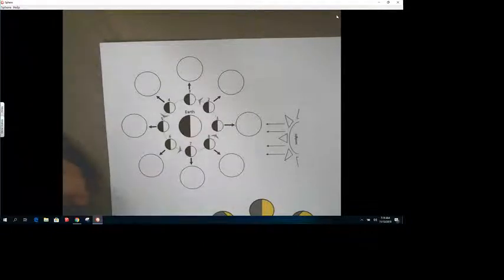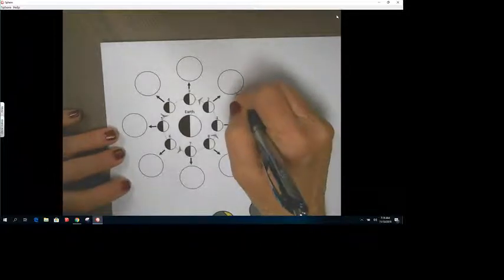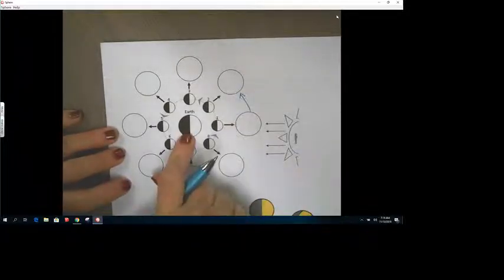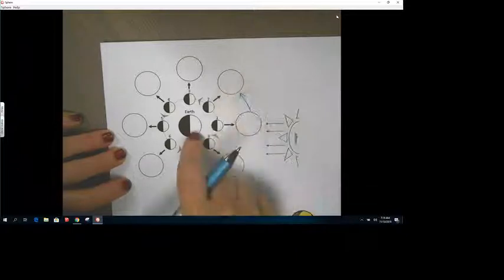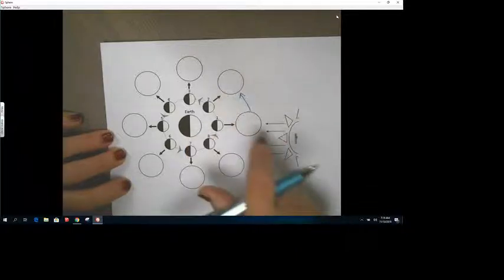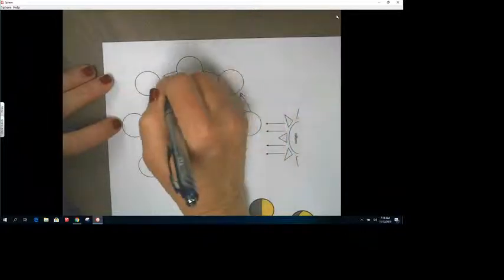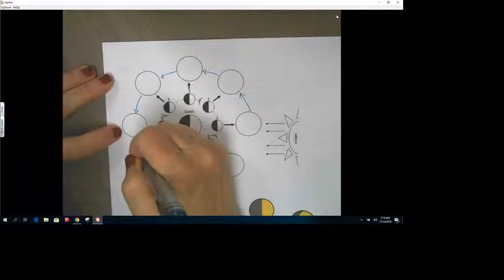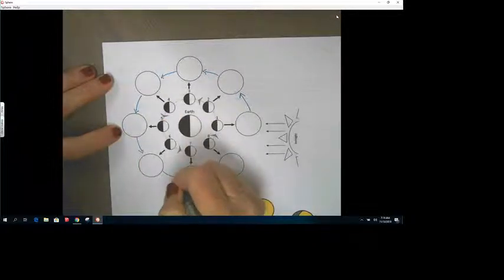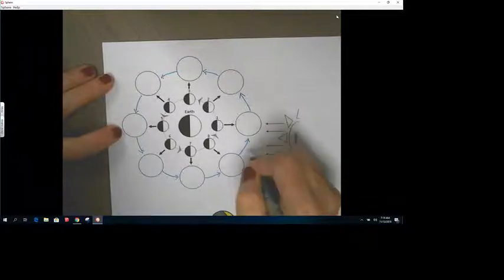All right, first thing that I want to talk about is the fact that the Earth is in the center, and the reason that we have half black and half white is because we have our sunlight that's coming in and hitting the Earth. We know that the moon also revolves around the Earth counterclockwise, and that it takes approximately 28 days to revolve.